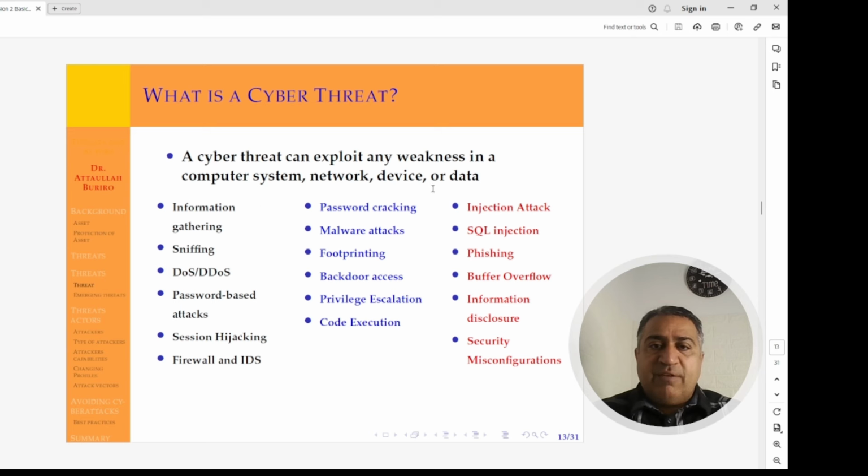So here you see we have a list of multiple cyber threats. In black, you see information gathering, sniffing, DoS, DDoS, password-based attacks, session hijacking, firewalls, and IDS. All these cyber attacks are based on the network, so they could be launched from networks. That's why they are called network attacks. These attacks, password cracking, malware attacks, footprinting, backdoor, privilege escalation, code escalation, are called host attacks. And injection attacks, for example.